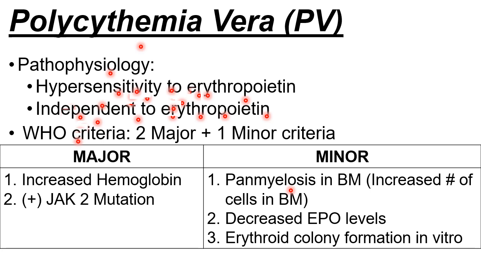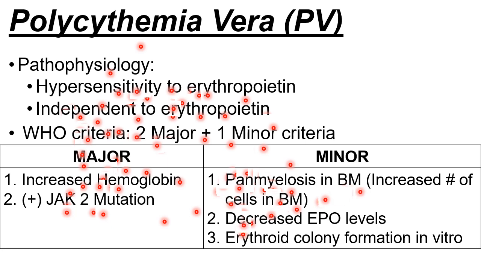It has to be, yung patient has 2 major criteria plus 1 minor criteria. So kailangan meron siyang increased hemoglobin levels plus your JAK2 mutation, okay? And one of these minor criteria. Panmyelosis. Anong ibig sabihin ng panmyelosis? Pan means all. Okay? So, lahat ng cells in the bone marrow, madami. BM stands for bone marrow. Okay?